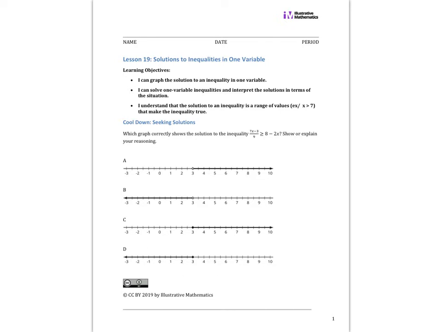So this question is asking us which graph correctly shows the solution to the inequality (7x minus 3) all over 9 is greater than or equal to 8 minus 2x. It also asks you to show or explain your reasoning. So the first thing I need to do is take a look at what's being offered.